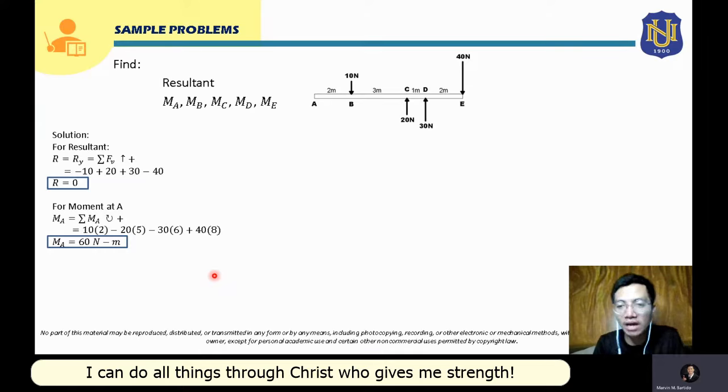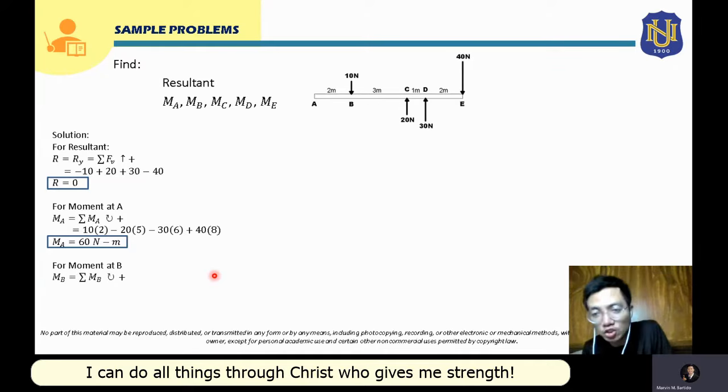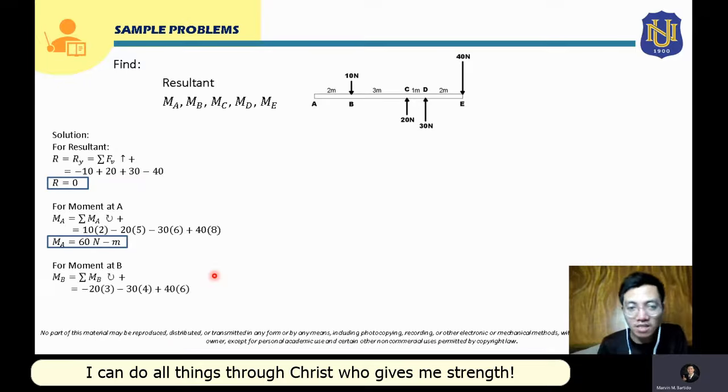Now, we will go to the moment at B. Solving for the moment at B, it will just be the summation of all the forces that have moment at B. So our assumption here will be clockwise for positive. So this is where our point B is located. It's here. So this 2 Newton force will not have a moment effect about point B since it passes through point B.